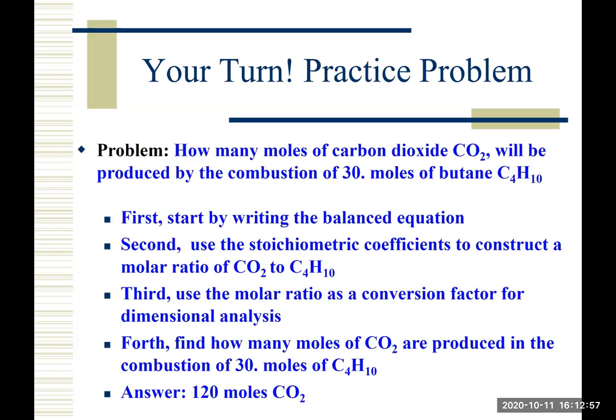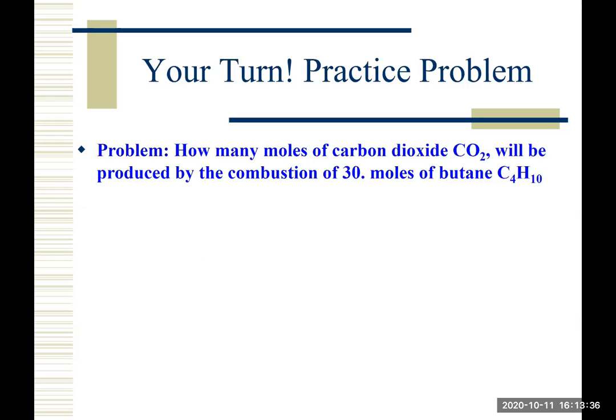So we start by writing the balanced reaction equation because we know that we're going from butane to carbon dioxide. And that means we're going from component A to component B, or substance A to substance B. And the only way we can get between one substance and another is to use stoichiometric coefficients. So we'll use the mole ratio from the balanced reaction equation and then put it into a conversion factor that we can solve the dimensional analysis for. And the answer the publisher gets here is 120 moles of CO2. So let's work this problem out.